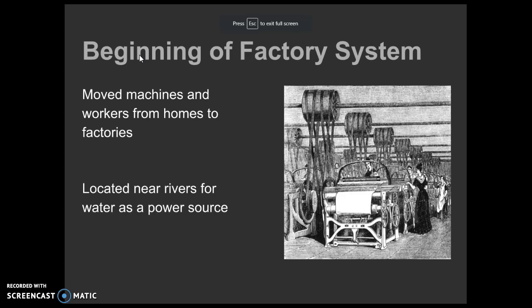So this started the factory system. Before this, all the work was done in the home, and now everything was moved into a factory. They took all the workers, they took all the machines and the supplies and moved them into a factory. Now all these factories at the beginning had to be located on rivers because that was their power source.